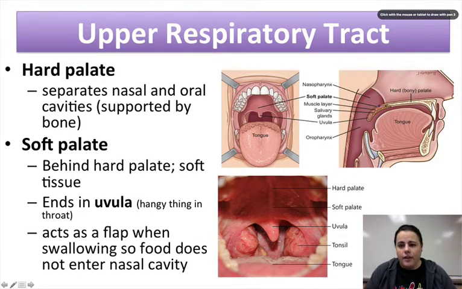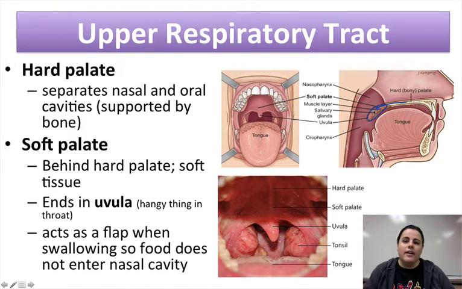The hard palate will eventually transition back into a soft, muscular, glandular tissue called the soft palate. It ends in a little dangling piece called the uvula, that I more specifically call that little hangy thing in the back of your throat when you look in there. Its purpose, it does have a purpose, is that it acts as a flap when you swallow so food or liquids don't go up into your nasal cavity and out your nose. Those are the main purposes of your palates. Also, they help with speaking.